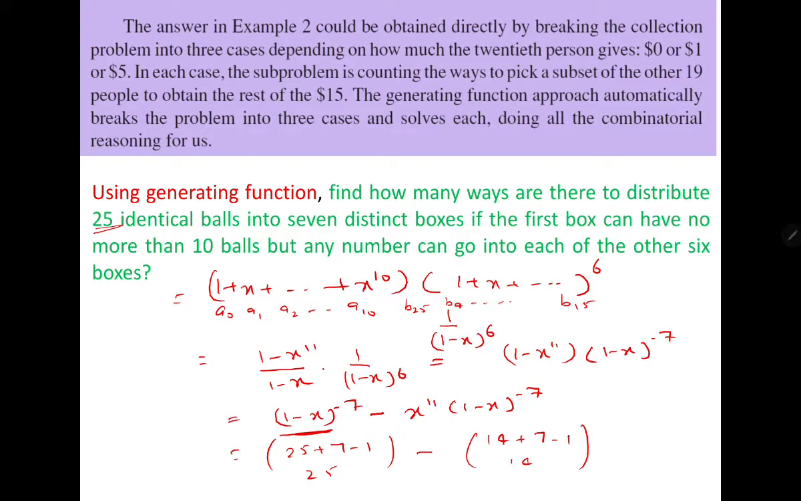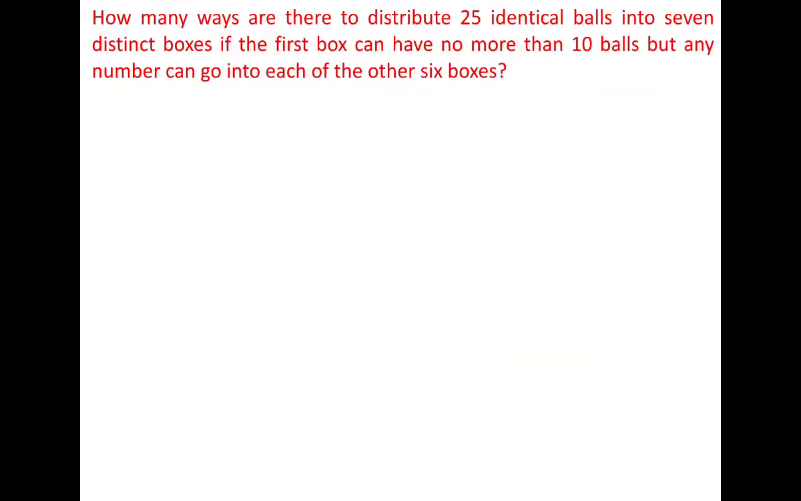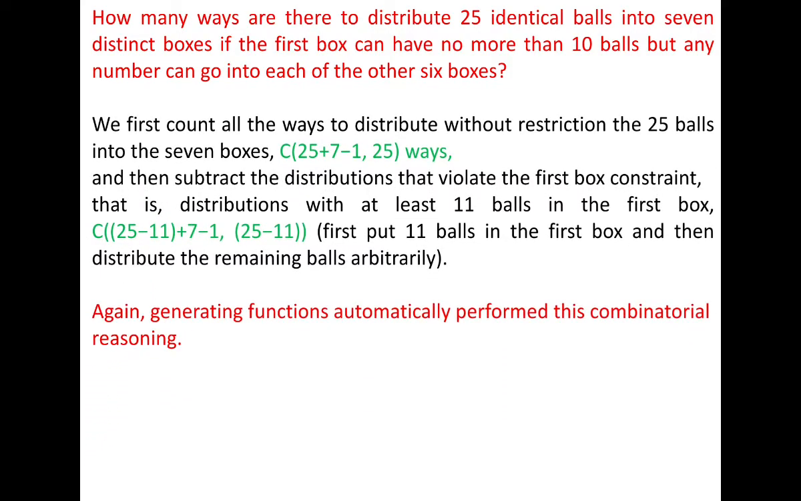Now what is its combinatorial explanation? So first bracket shows all possible ways to distribute 25 balls into 7 boxes, minus we consider that the first box has at least 11 balls. So at least 11, so we put 11 already, and the remaining 14 need to be distributed in the 7 boxes. Okay, so this we have already discussed.